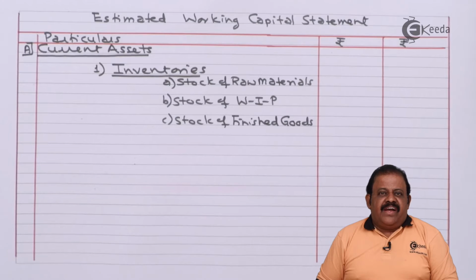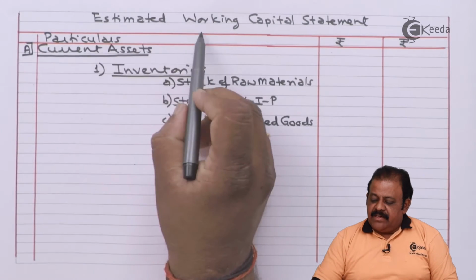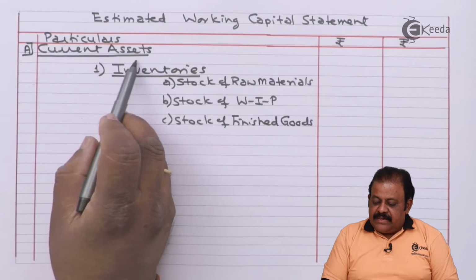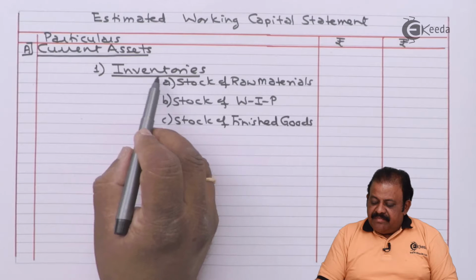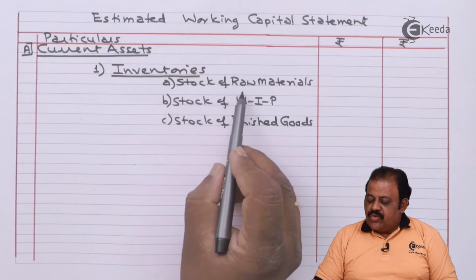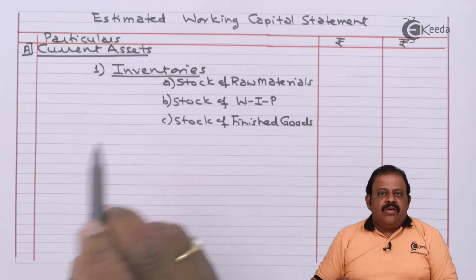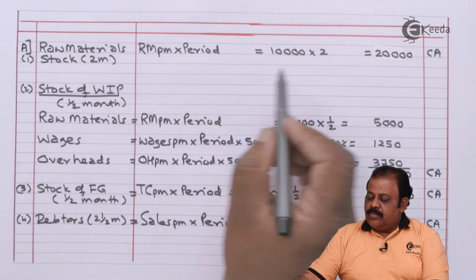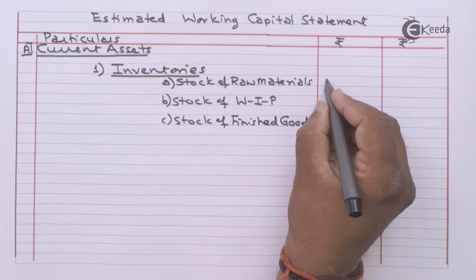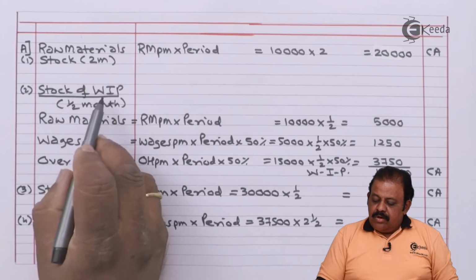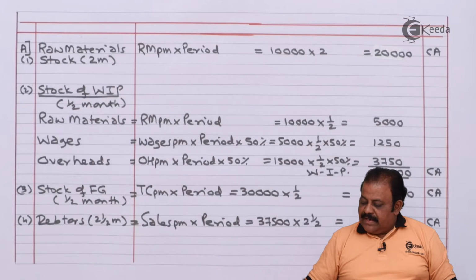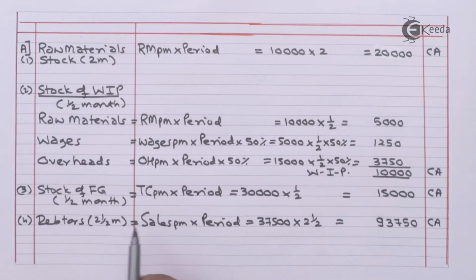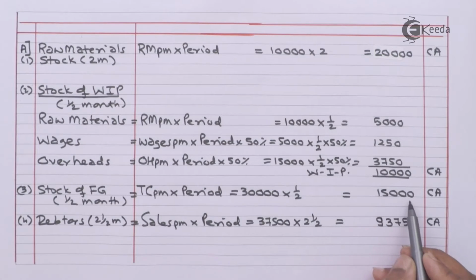Now we'll discuss the final answer, that is the estimated working capital statement. We are required to first list current assets. There we have first item inventories. In inventories first item we have stock of raw materials. We have already calculated this as working note. Stock of raw materials for 2 months amount is 20,000. Stock of work in progress for half month we got 10,000. Stock of finished goods for half month we got 15,000.